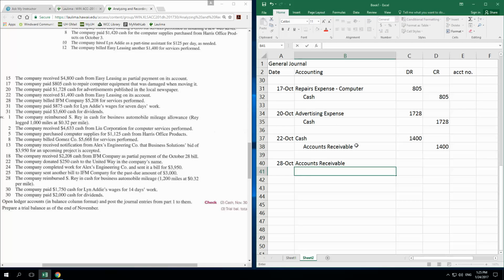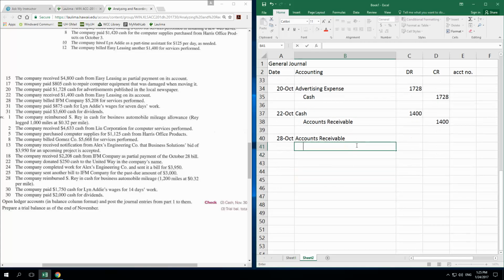So we've got accounts receivable, and then we're going to have that same revenue account we used earlier. I have to go look at it: computer services revenue. 5,208.